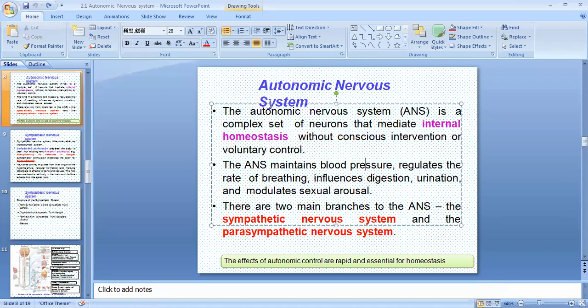Now what does this autonomic nervous system maintain, or what type of function is it going to control? See, our body has its own mechanism to control blood pressure. See, I told you the situation earlier. If a tiger is running to catch us, our blood pressure is increased.